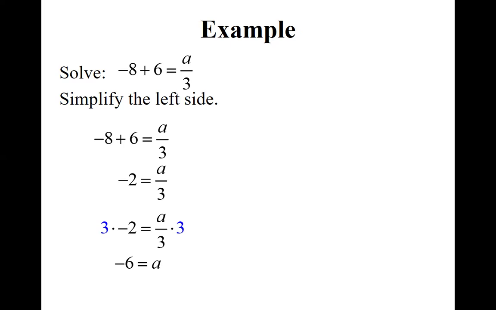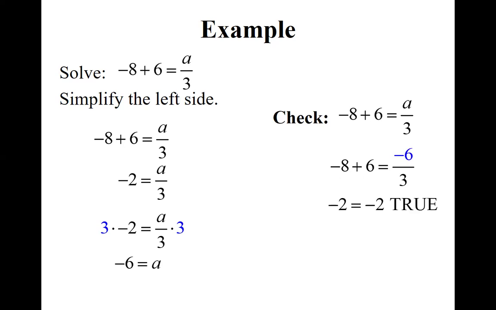If we check, take that -6, plug it in for A. -6 divided by 3 is -2. -2 equals -2 is true. The solution checks. The solution is -6.